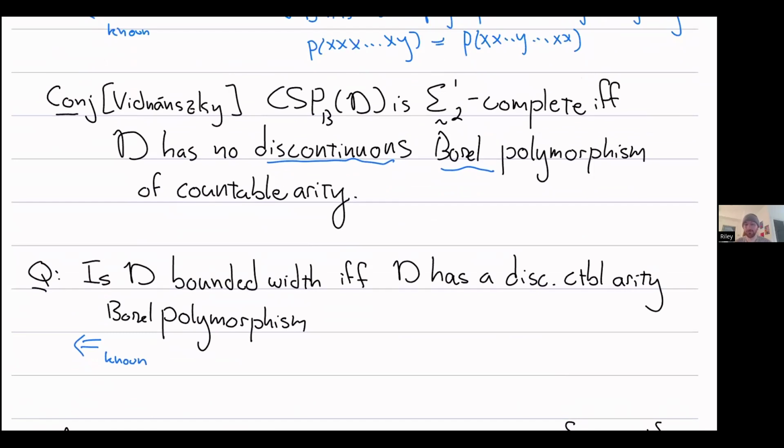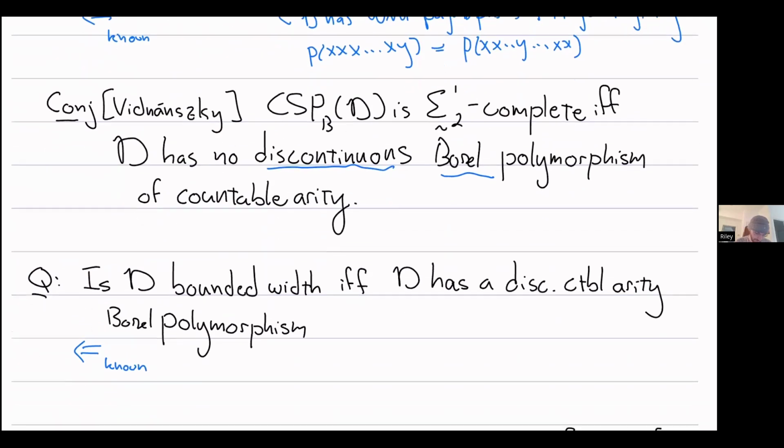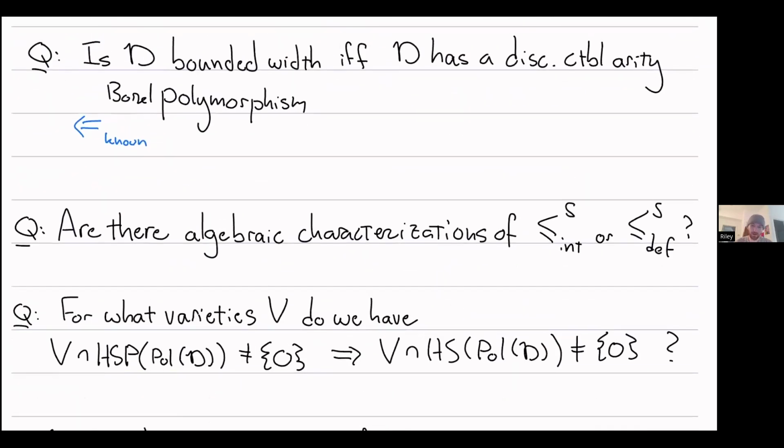Okay, so that's one purely algebraic question. Can you take these WNU polymorphisms of large enough arity and somehow patch them together to get something that's Borel and countable arity and discontinuous? And slightly more open-ended, are there algebraic characterizations of these simple interpretability and definability relations? Or narrowing down the question somewhat, there's that lemma about understanding the relationship between HSP of an algebra and HS of the algebra.